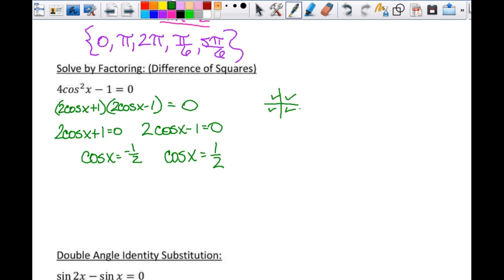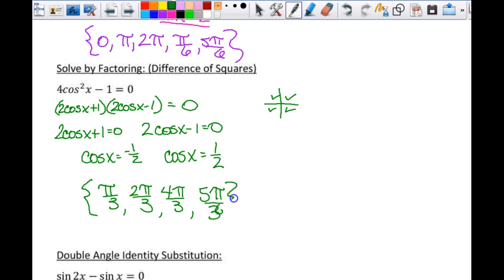What's your reference angle for cosine of x being 1/2? Pi thirds, right? Okay, so this means that I'm going to have pi thirds. Then what do I get in the second quadrant? 2 pi thirds. 3 pi thirds is pi, so then that gives me 4 pi thirds, right? And then 5 pi thirds, because 6 pi thirds is 2 pi. So there are my 4 answers there.